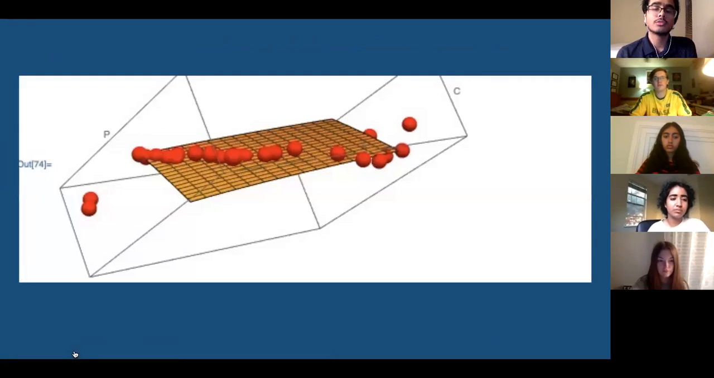This is a picture of the relationship that we established. The plane that intersects all of these data points has been shown to establish a relationship between all the independent variables and the one dependent variable that we have.